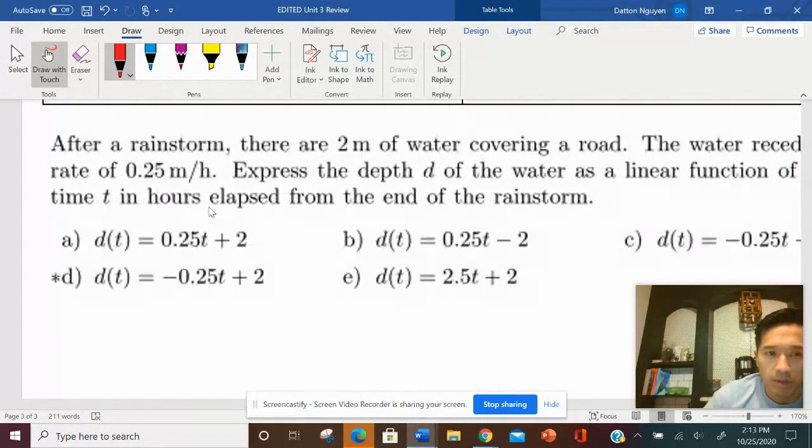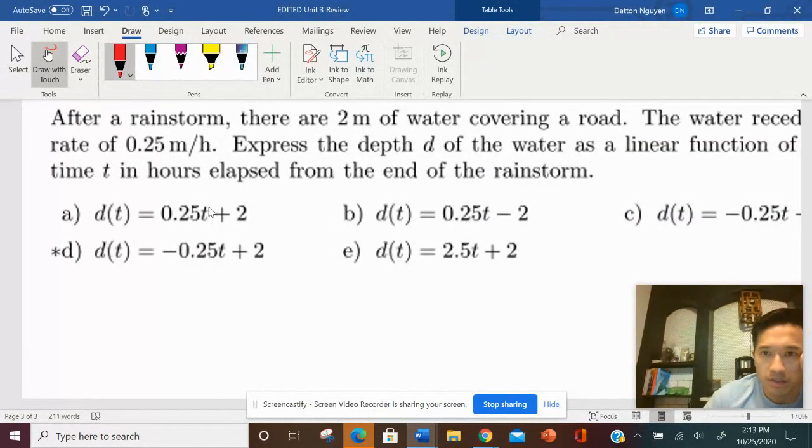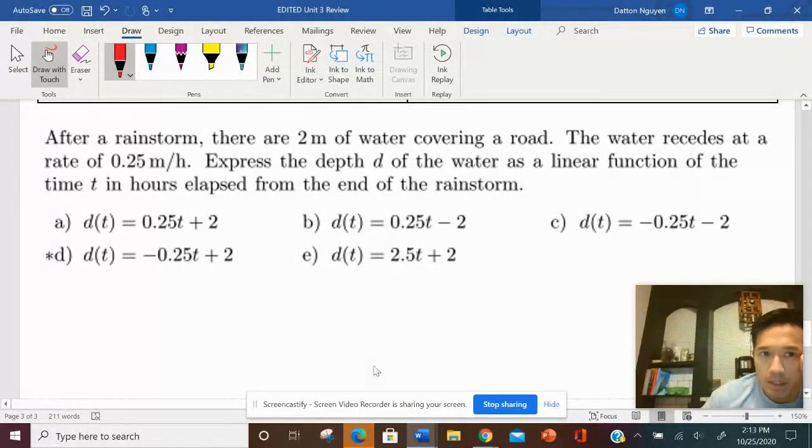Okay, last part of the problems. After a rainstorm, there are 2 meters of water covering a road. Okay, so the water recedes at a rate of 0.25 meters per hour. Now they give you some very important information. Water recedes at a rate. Remember what I said earlier? Rate and slope are the same thing.